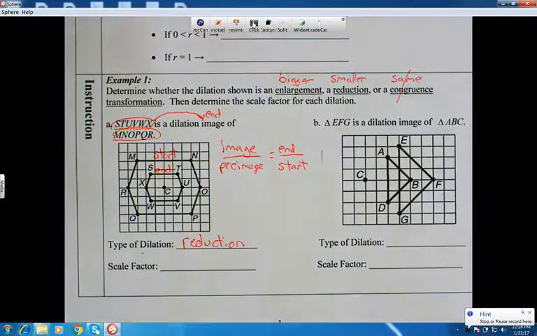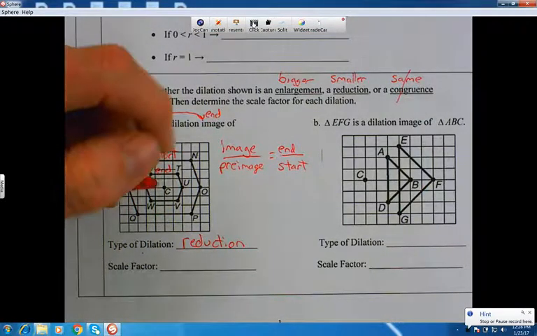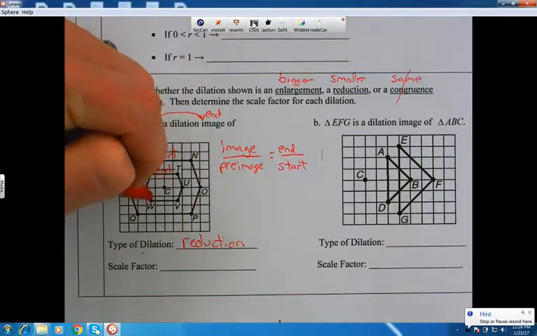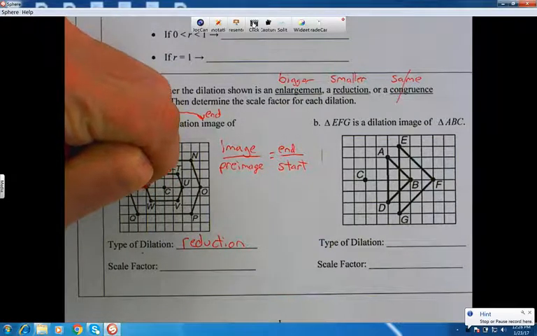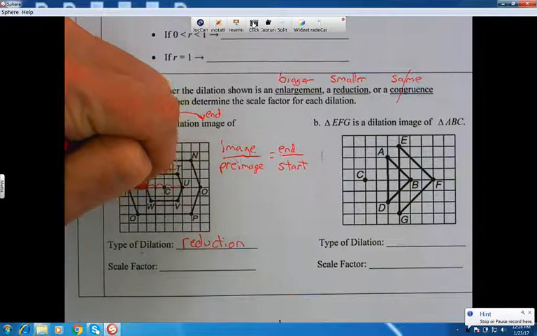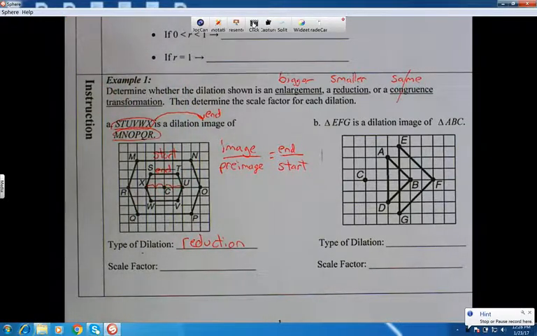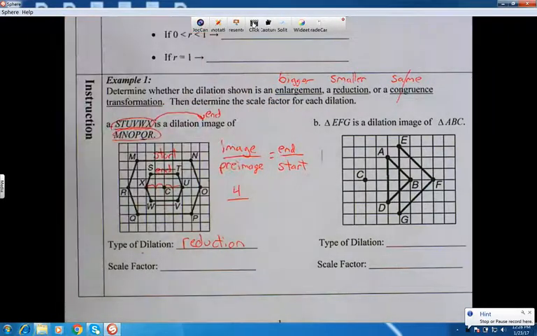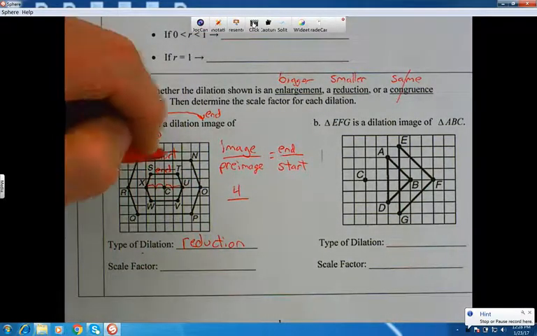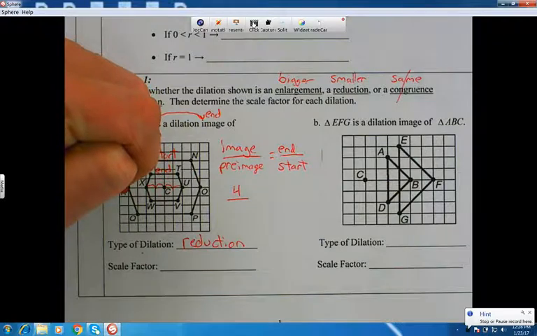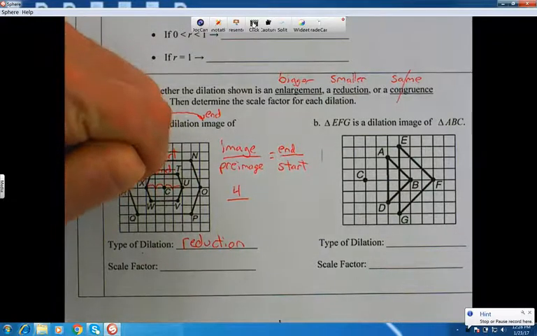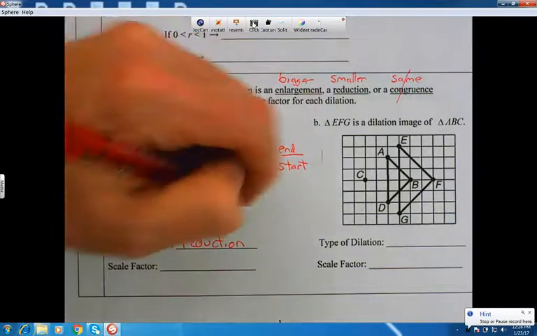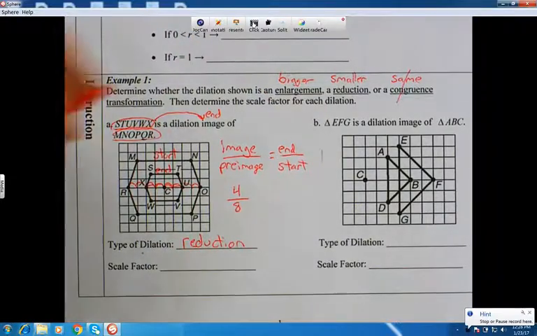So let me show you what I mean by that. Let's just try to work our way all the way across the image, which we said was this one. To get all the way across that shape would be 1, 2, 3, 4. So that's how big, in one sense, the image is. It's 4 across. So I'm going to put a 4 right there. That's the image. How long would it take to get all the way across the first one, or the pre-image? Well, let's count. 1, 2, 3, 4, 5, 6, 7, 8. So the pre-image was 8 across.